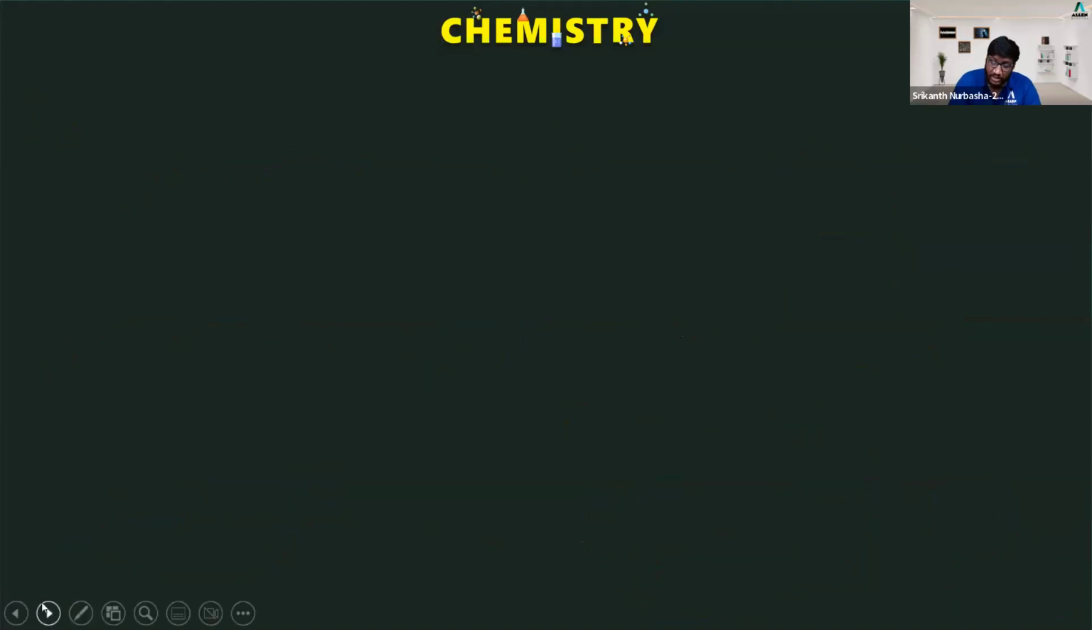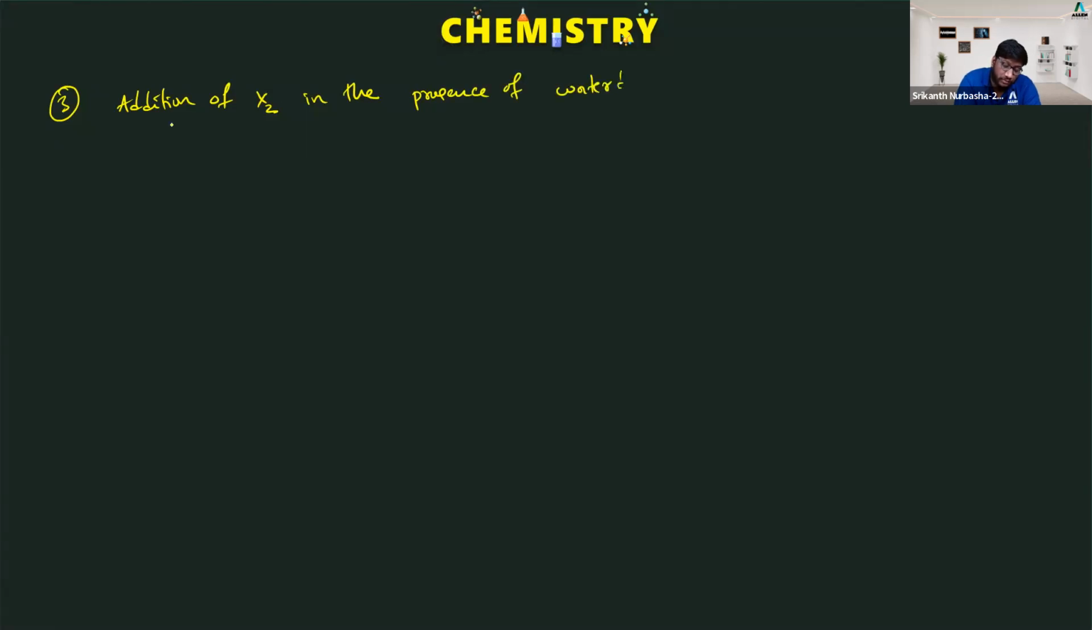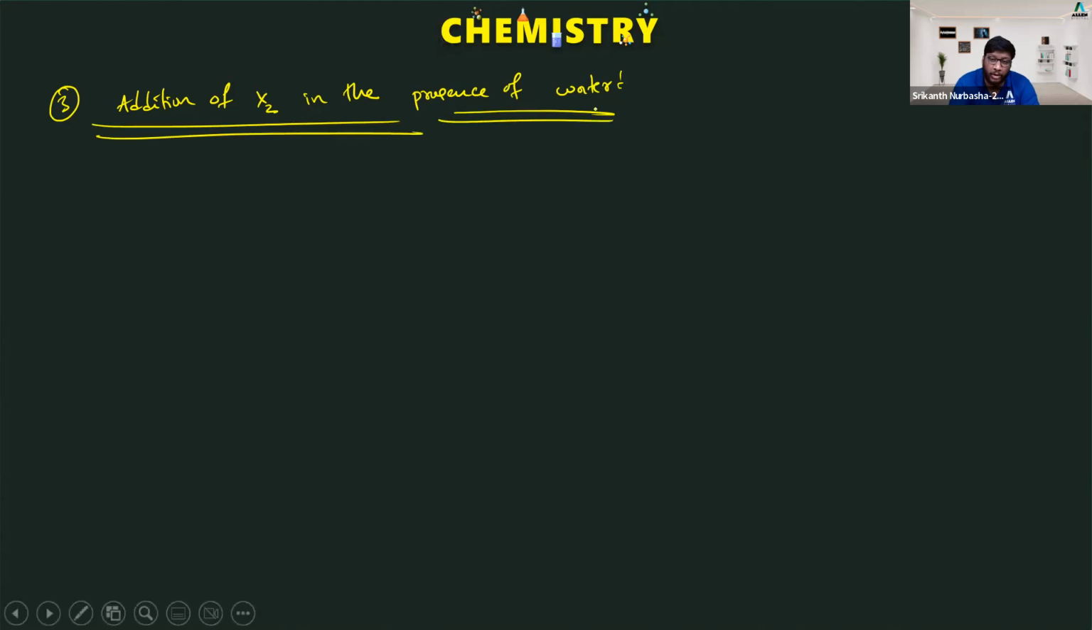So then comes the next case, addition of halogen in the presence of a polar solvent. Like we have seen addition of halogen acids like HCl, HBr, HF to the alkenes, and addition of halogens like Cl2 in the presence of CCl4 or Br2 in the presence of CCl4. Now the third case we can consider is addition of X2 in the presence of a polar solvent, in the presence of water. Not a non-polar solvent, now a polar solvent.